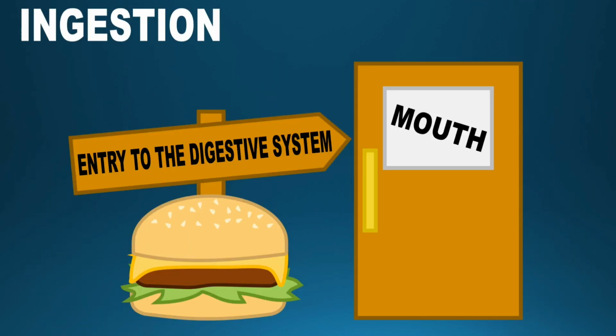So first up, we have ingestion, which is the first activity that occurs. Ingestion is basically the entrance of the food to your digestive system. It occurs in your mouth, by the way. So imagine your mouth being like a door, which is basically the entrance towards the digestive system for your food.